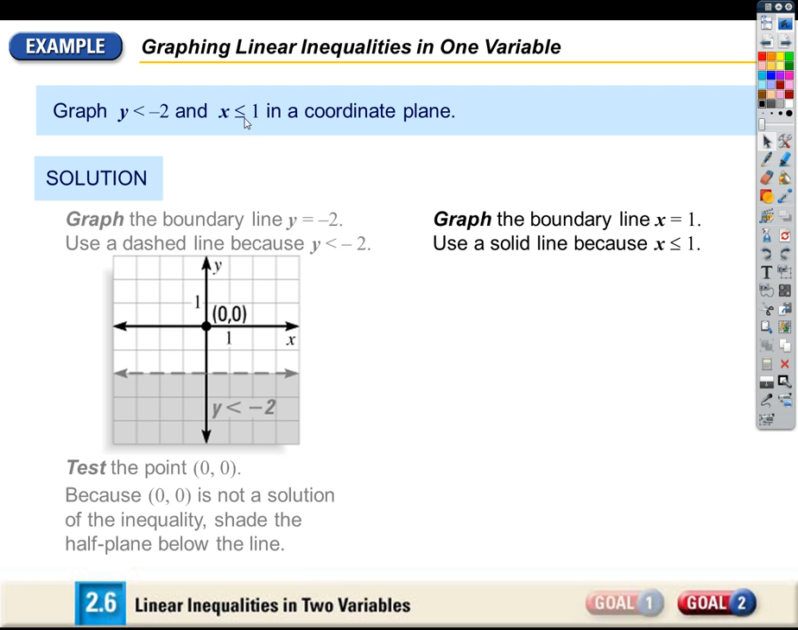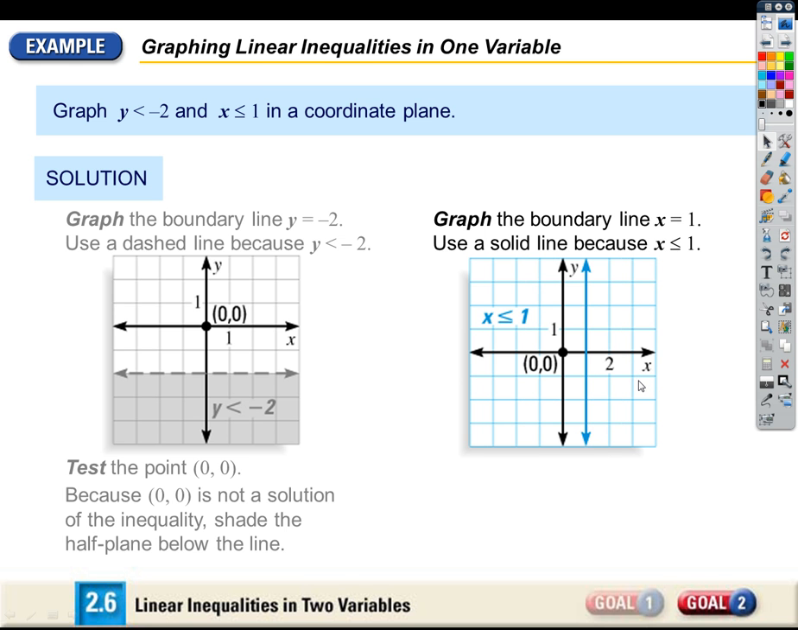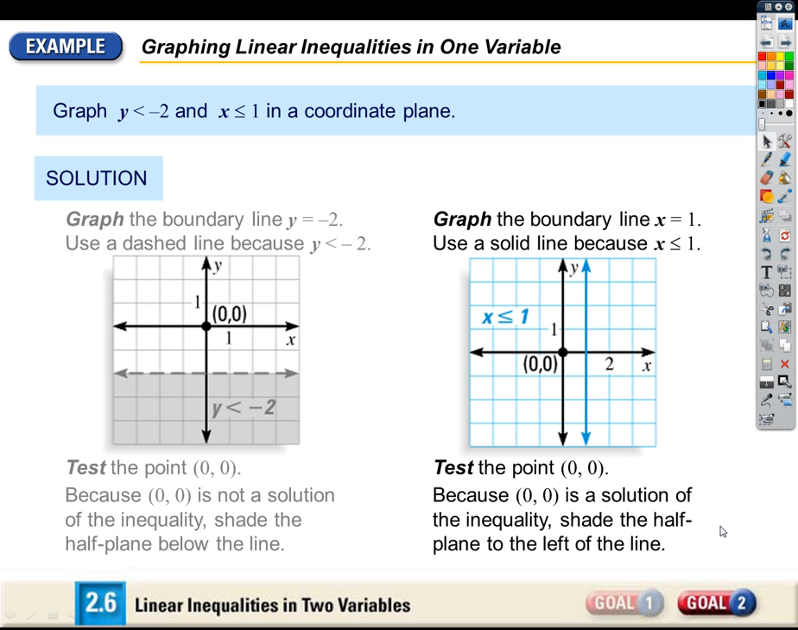So what about this one? x is less than or equal to 1. That's going to give us a boundary line of x equals 1. So is that vertical or horizontal? Vertical. Is it going to be solid or dashed? Solid. Good, because it includes the equal sign. So we have a solid boundary line at x equals 1, and then we'll just test the point 0, 0, because it's off of the line. If I plug in 0 for x, I get 0 is less than or equal to 1. True or false? True. So I'll shade that side, with the test point.